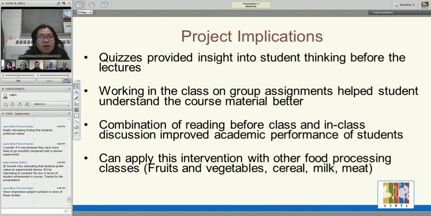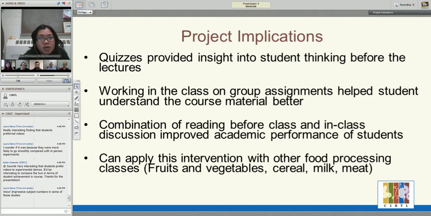So in summary, we conclude that using flipped class elements, like providing reading assignments and quizzes before lecture, can help students better prepare before going to class, and it gives the instructor insight into student thinking before class, so the instructor can focus on what is misunderstood. Also, working on group assignments in class helps students understand the course material better because they have a chance to express their own ideas, and they can listen to their classmates.